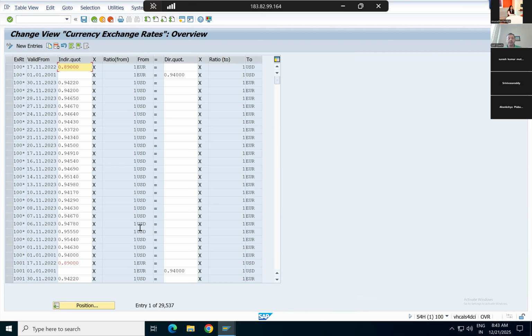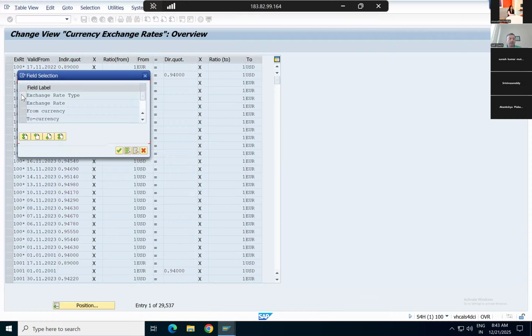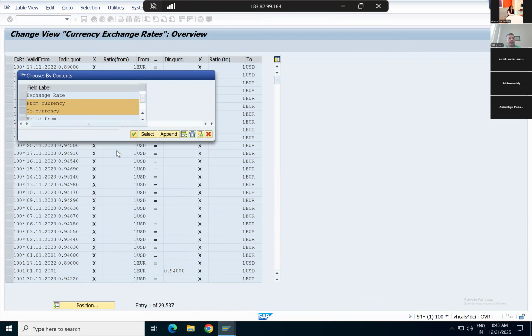Now, when we open OB08, there is one feature called selection by content. So we'll select exchange rate type. I'll explain in a minute what exchange rate type is. And then we can also do from currency to currency. So we can select here the currency combinations. So exchange rate type M, INR to USD. And I will click on select.